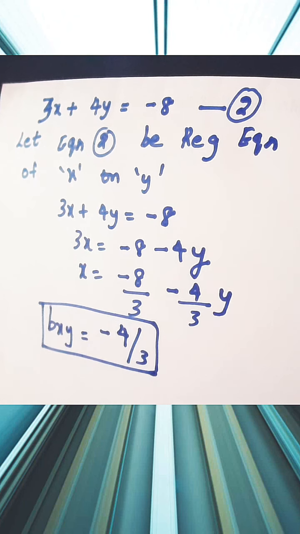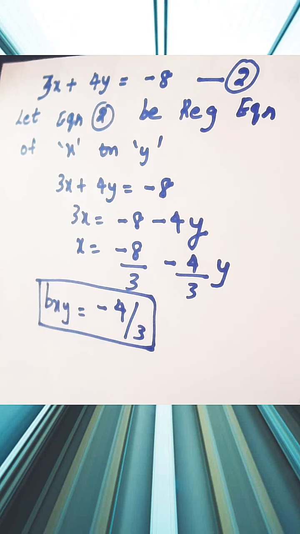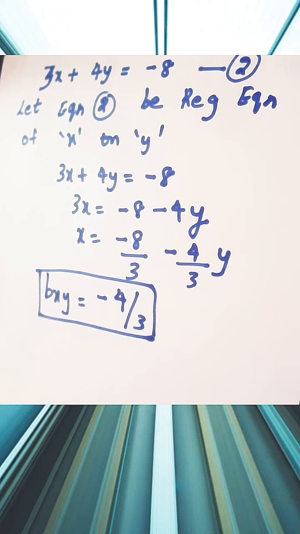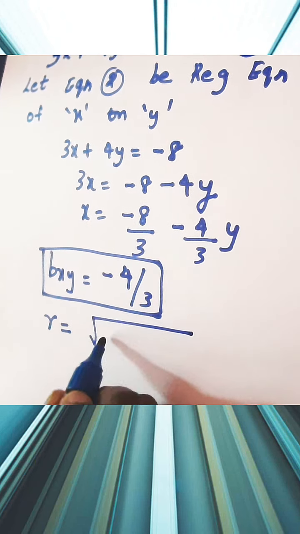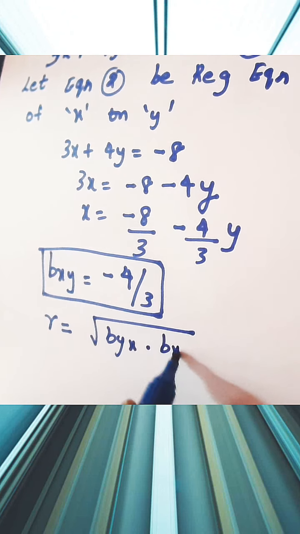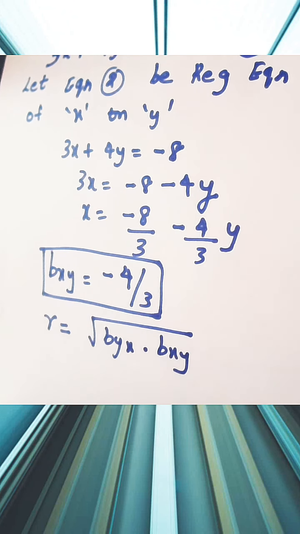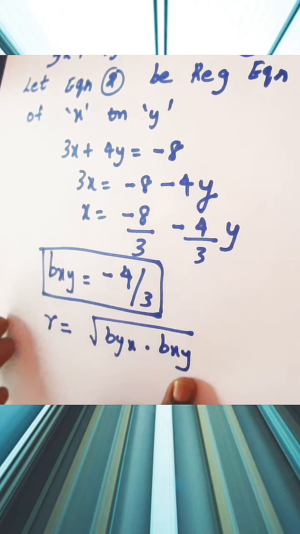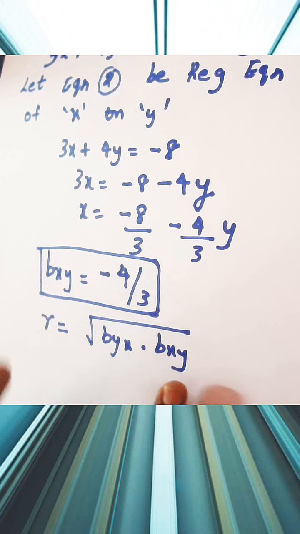But we have to see whether our assumptions are correct or wrong. For that, we'll use the properties of the regression coefficients. We know r is equal to the square root of byx times bxy, correct? And r should lie between negative 1 and positive 1, correct? And all three should have the same sign. If the two regression coefficients are negative, r will also be negative. If both the regression coefficients are positive, r will also be positive, correct?